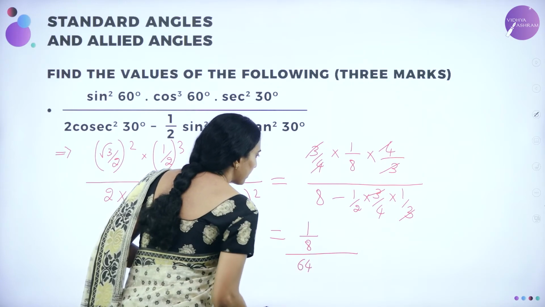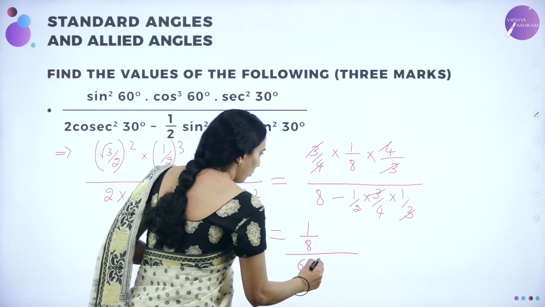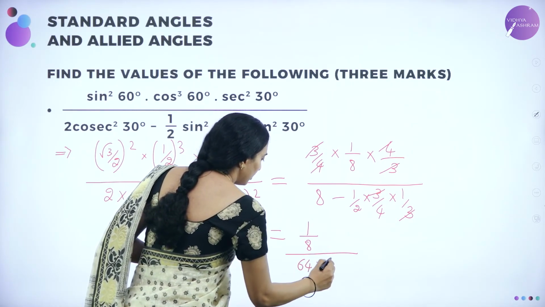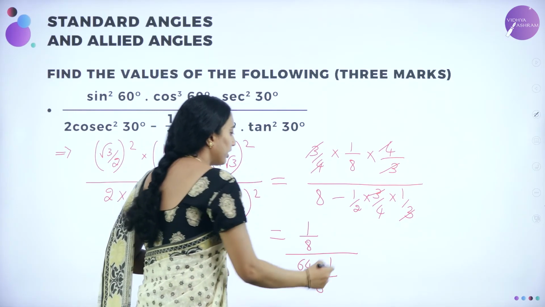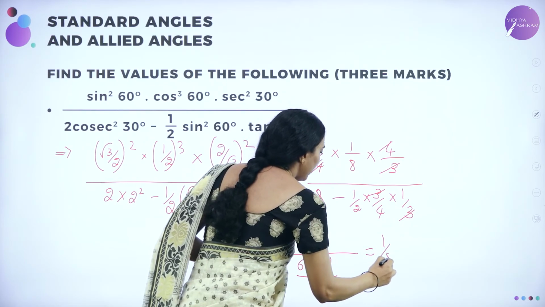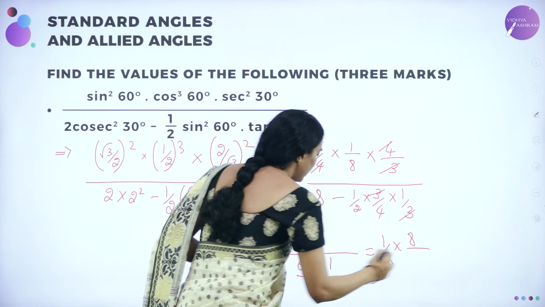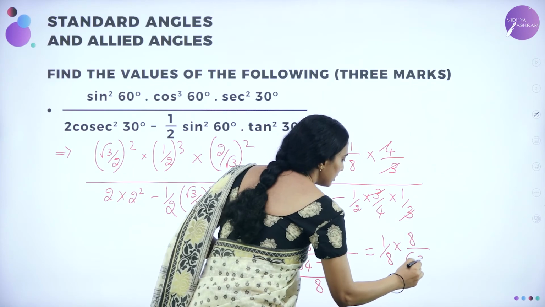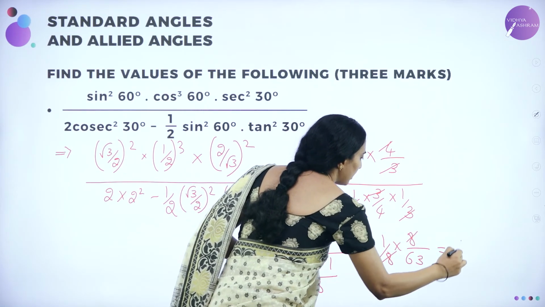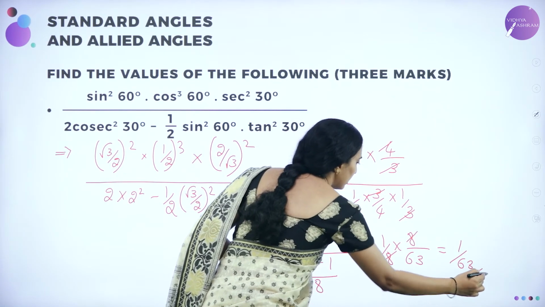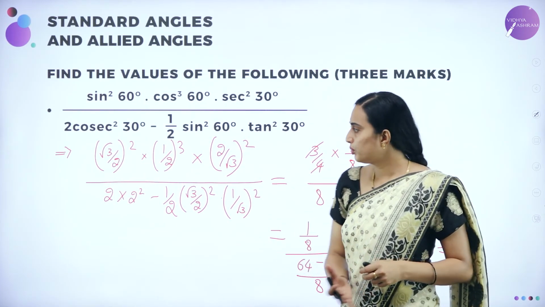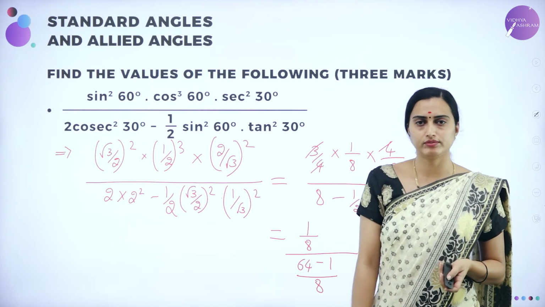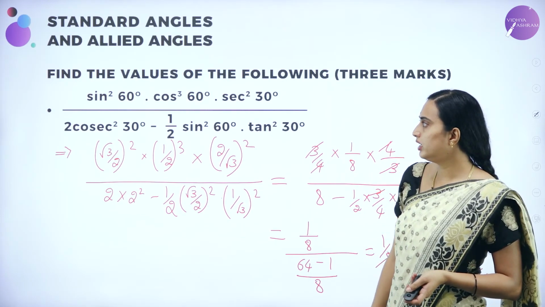64 minus 1 divided by 8. So therefore here you can write it as 1 by 8 into 8 divided by 64 minus 1 is 63. 8 will get cancelled. The answer is 1 over 63. That is the answer for this question. I hope you got this question how to solve. We'll move on to the next question, dears.